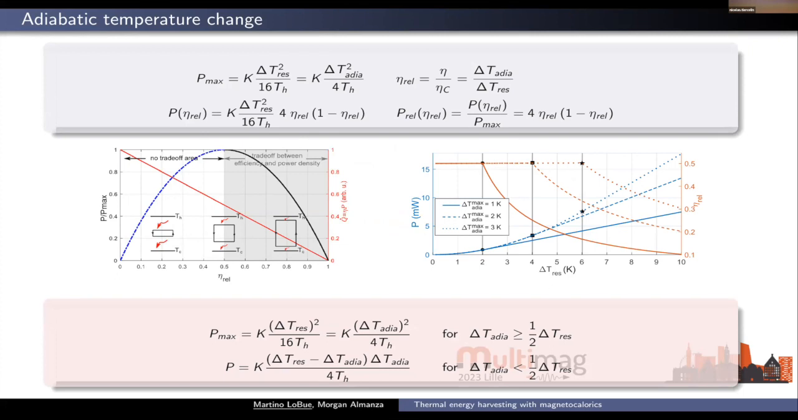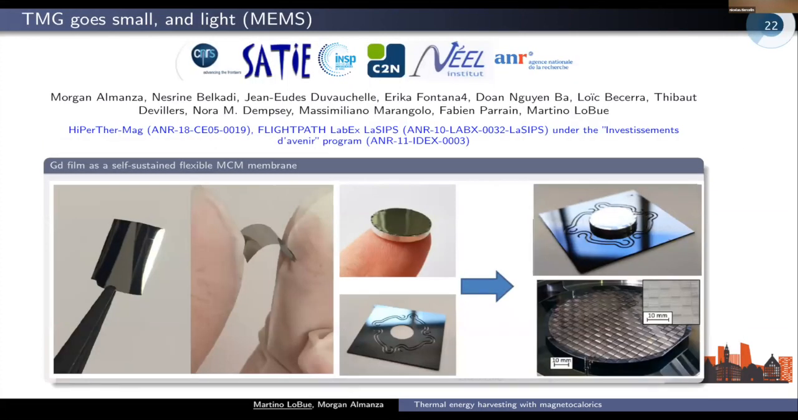So this is the main result of the Carnot-Albor calculation. This was what I was telling you. Basically, you have a square dependence on adiabatic delta T, and you have interest to work in a system where the best result is when the engine delta T is one half of the reservoir delta T. That's the situation where you are there, okay? And where this quadratic dependence works.